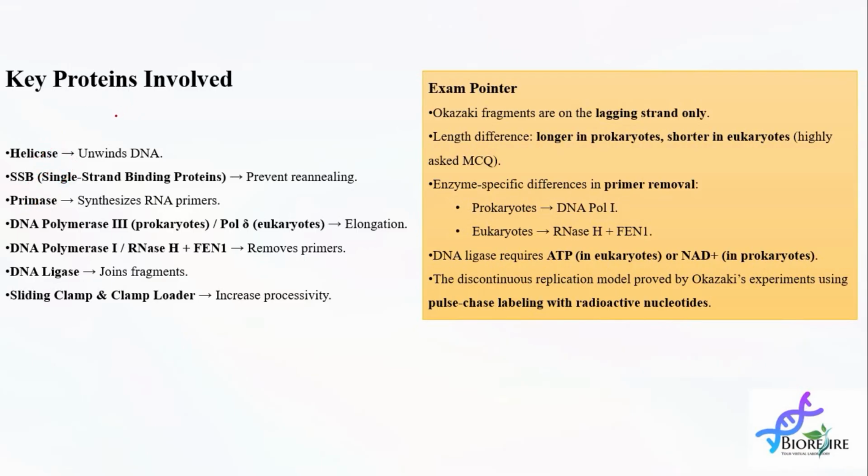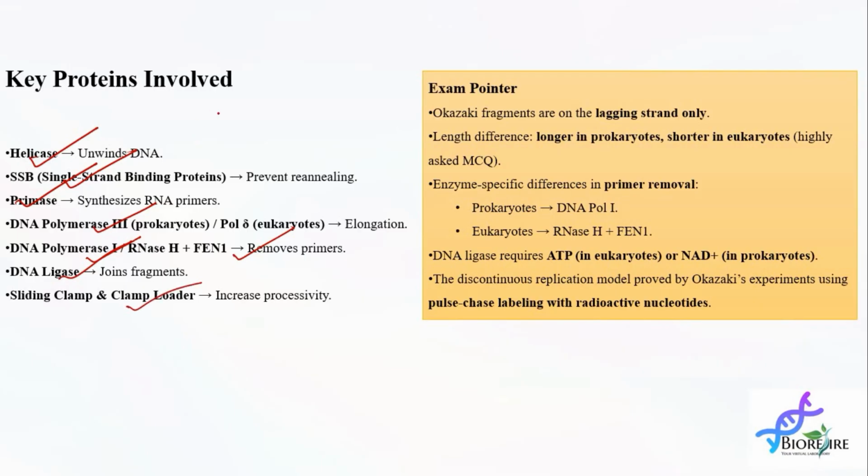Now we discuss the key proteins that are involved in the formation of Okazaki fragments. First is the helicase to unwind the DNA, SSB to prevent the DNA from re-annealing, primase to synthesize the RNA primers, DNA polymerase III or delta for the elongation process, DNA polymerase I or RNase H or FEN1 to remove the primers, DNA ligase to join the fragments, sliding clamp and clamp loader to increase processivity.